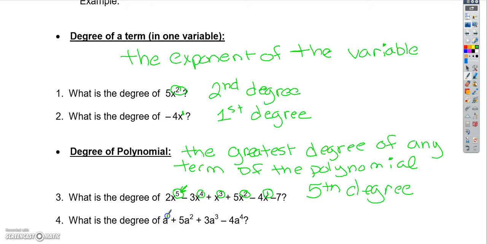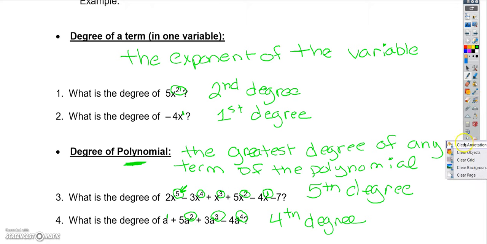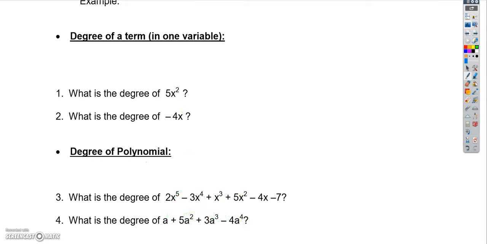This has a degree of 1. This has a degree of 2. This one has a degree of 3. This one has a degree of 4. So the degree of the polynomial would be 4th degree. If you have any questions on this, just write them down and we'll talk about them tomorrow night or on the next class.